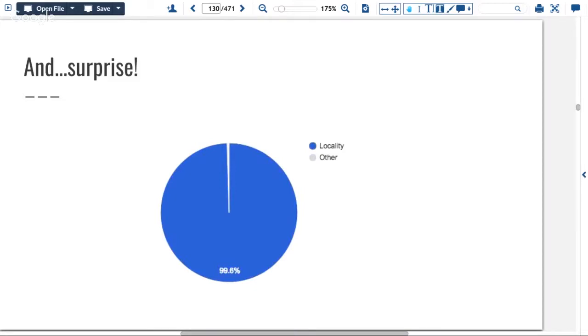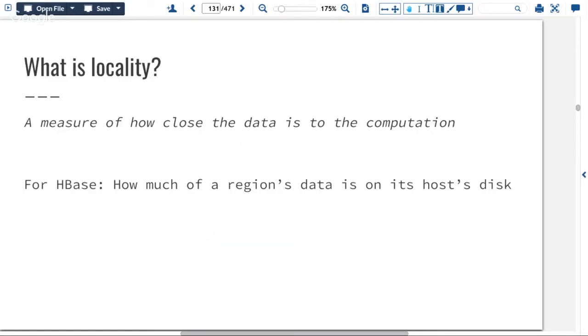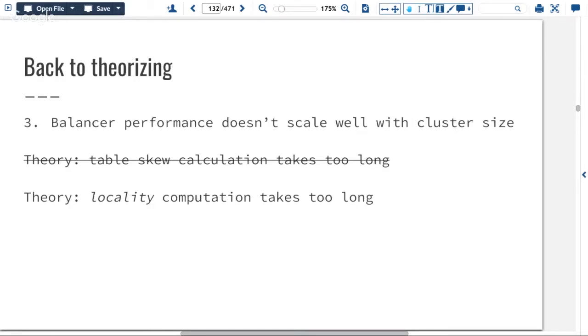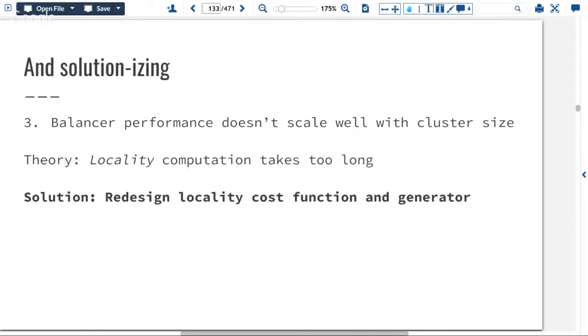So this led us to believe, well, first I should say, a brief overview of locality. I'm sure many of you know this, but it's just a measure of how close the data is to the computation. So in HBase terms, we're talking about how much of a region's data is on its host disk. So our new theory became that the locality computation was taking too long. So we came up with a solution, which was, creatively, let's just rewrite it.